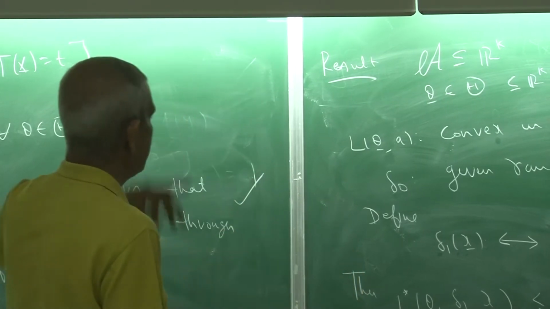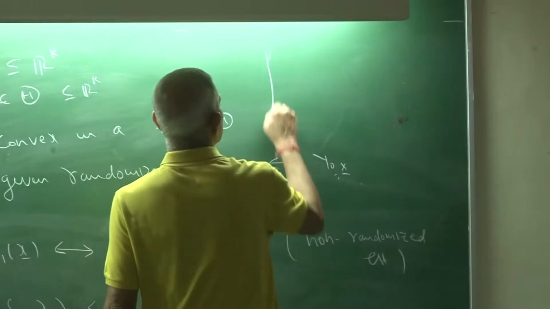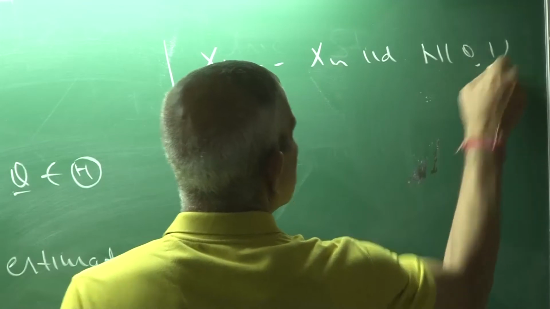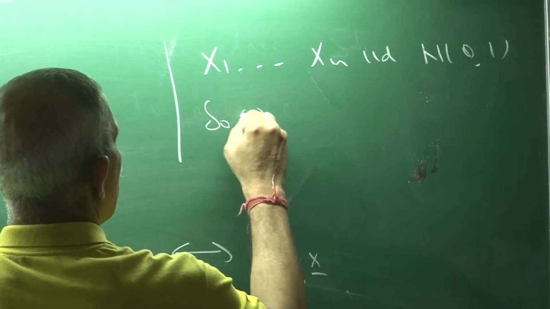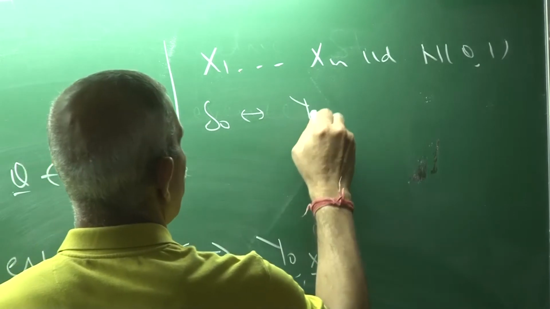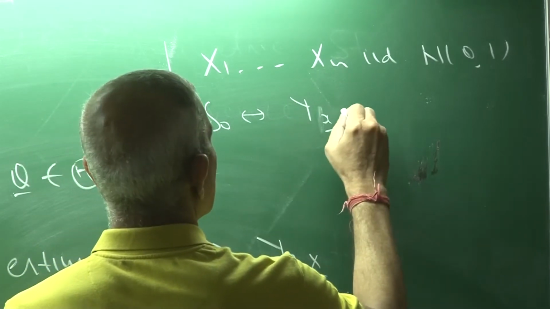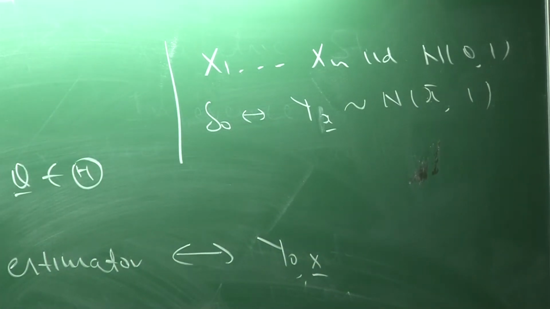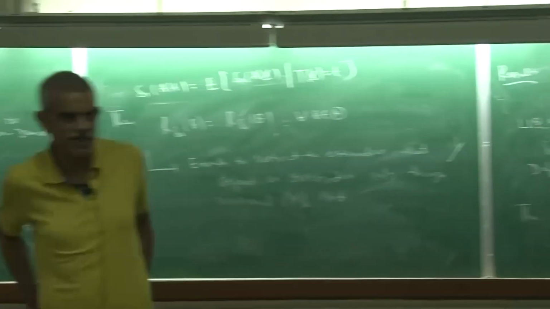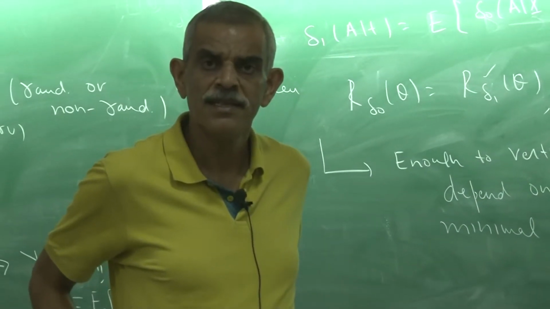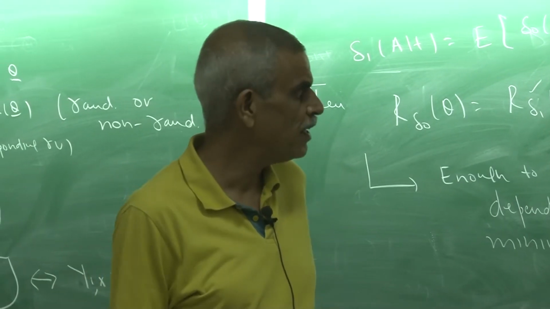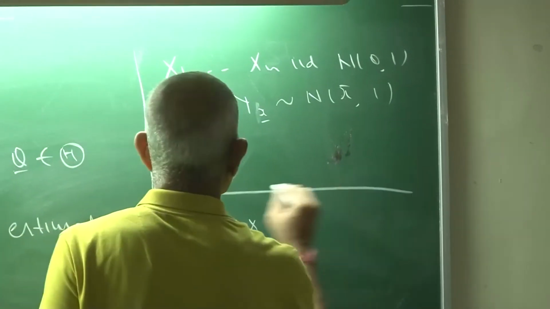So, for example, in the case of X1, X2, ..., Xn IID normal(theta, 1), suppose my delta naught has the corresponding random variable Y of x, which is normal(x bar, 1). So what was the randomized estimator over here? It says after observations X1, X2, ..., Xn have been taken, take their sample mean, and then generate one observation from a normal having that sample mean as the mean and variance 1, and take that as the estimator. So what would be the delta 1 of x in this case?